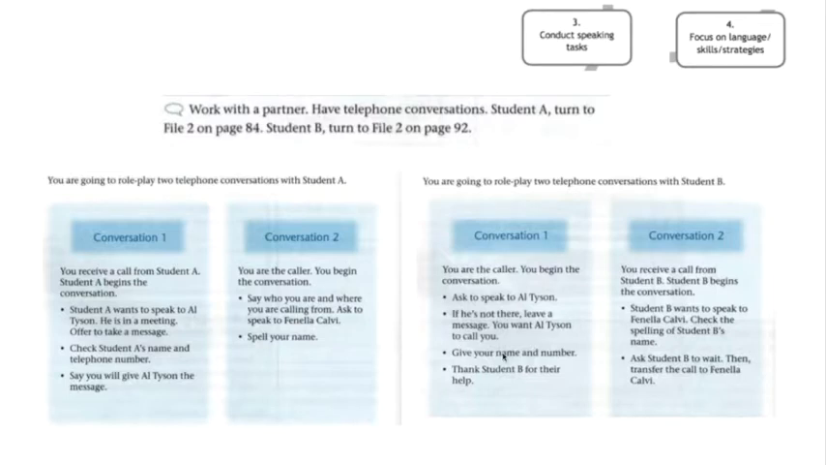Now student B has this information. They want to talk to Al Tyson. If he's not there, leave a message. So you can see that there's a dialogue required here, right? So role play, okay, they give it a go.